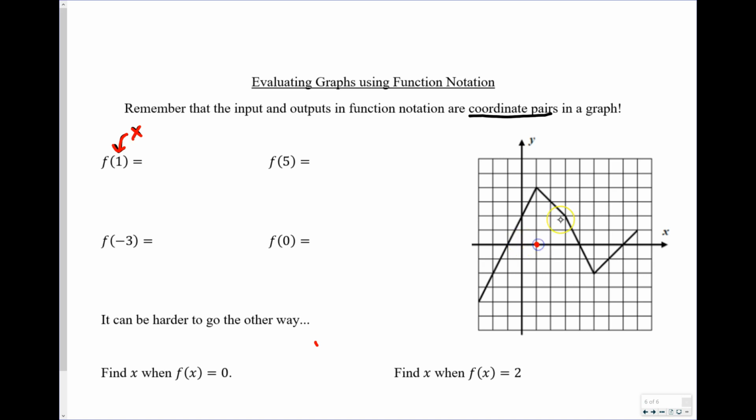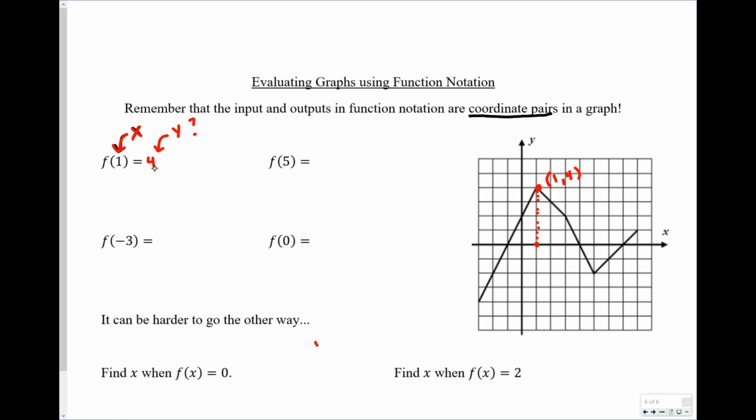There's the number 1 right there. And now I want to find my y value. What's my y value at 1? Well, I'm going to go up to 1, and there's my y value. And that coordinate is 1, 4. So if x is 1, then my y value is 4.